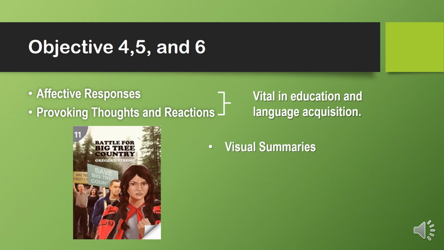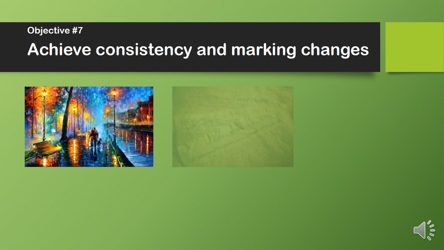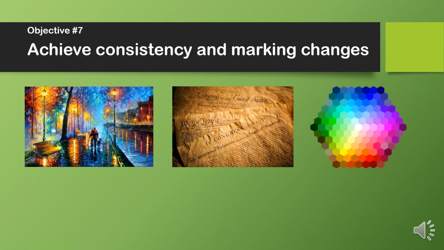Objective number 6: visuals may be used to provide a visual summary toward the end of the story. Objective number 7: visuals may be used to achieve consistency and mark changes, which can be an important part of design, but a change of illustrative style or kind of photo, like artistic paintings, historical documents, and color. This can also provide a sense of variety and a fresh feel to different units within a course.